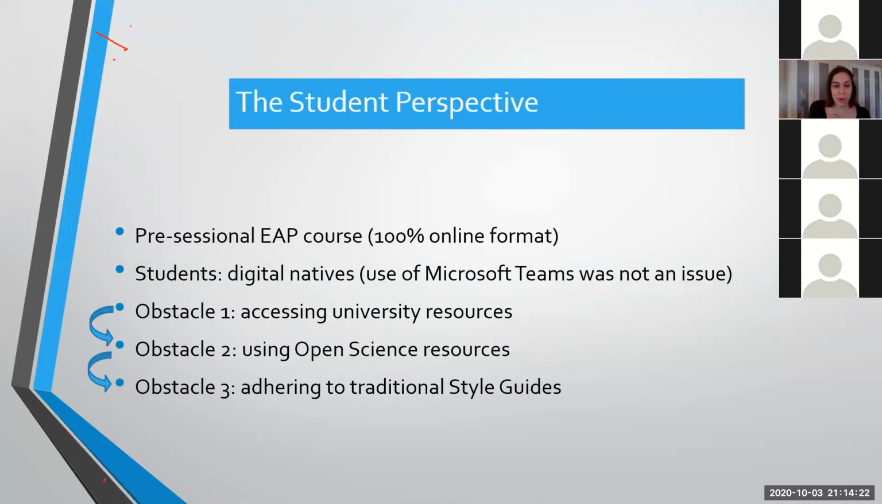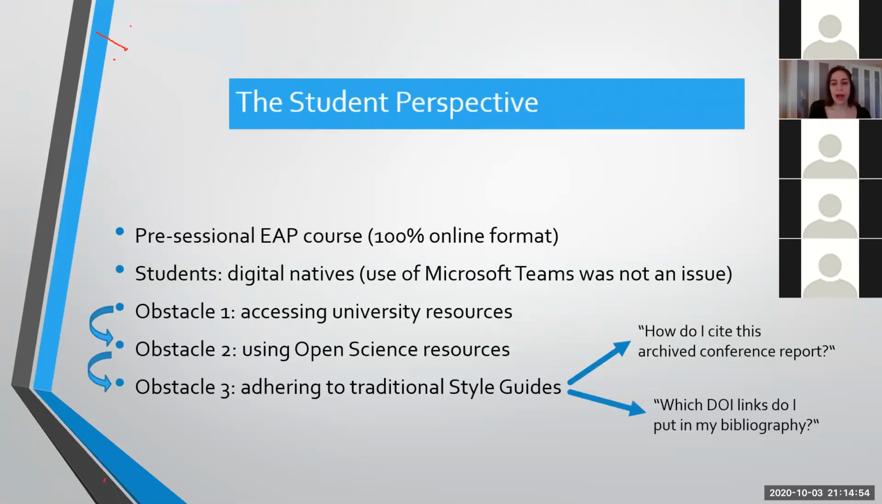And I will show you why in a moment. And then after the second obstacle, the third obstacle had to do with adhering to traditional style guides, because as I mentioned before, if we're dealing with traditional generic style guides, these may not yet include as much information about how to reference open access repositories, archives, databases, and so on.